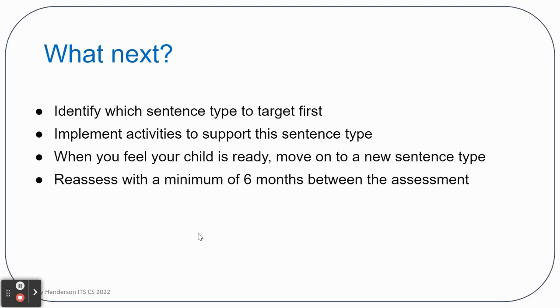So the information you've gained from the assessment gives you that qualitative data to find out where the child is at already. And then you're going to implement activities to support this sentence type. When you feel your child is ready, you can move on to a new sentence type, the next one in the assessment. And you can reassess, as I said before, with a minimum of 6 months between the assessments. This will give you that information to see if the progress is generalised, and if it has, where can you target next?